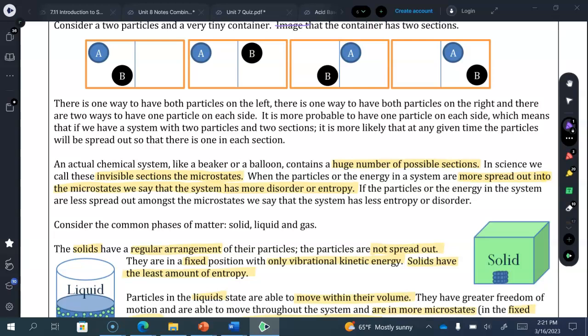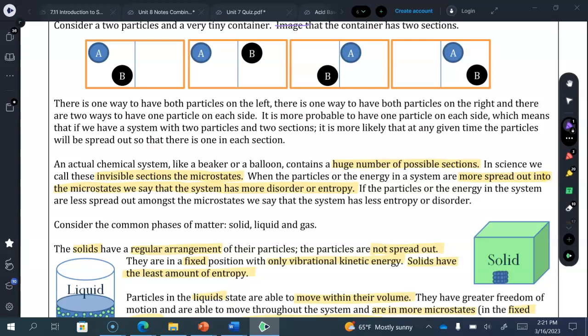In an actual chemical system, like a beaker or a balloon, there is a huge number of possible sections. In science, we call these invisible sections, like we see in the image above, microstates. When the particles or the energy in a system are more spread out into the microstates, we say that the system has more disorder or entropy. If the particles or the energy in the system are less spread out amongst the microstates, we say that the system has less entropy or disorder.